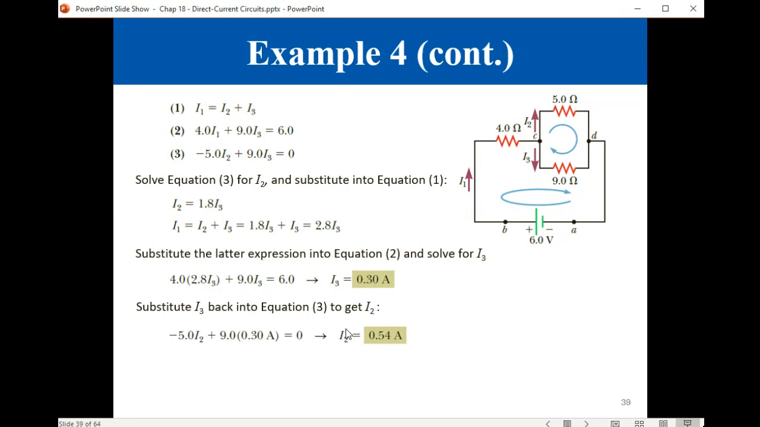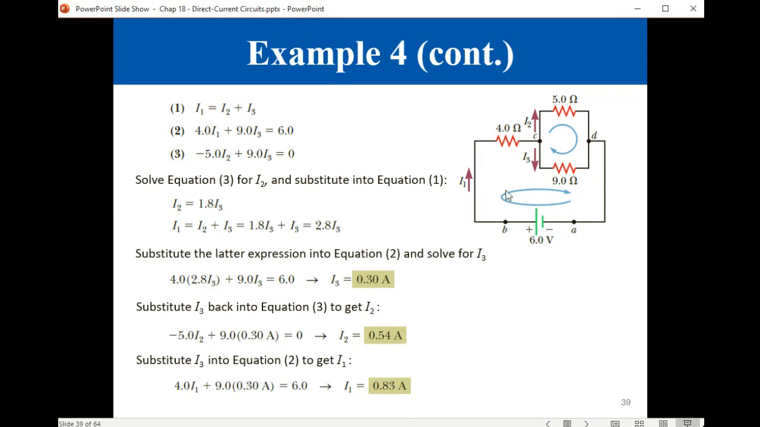We go back now and solve for I2. I2 is 1.8 I3, so multiply 1.8 by 0.3, and it's 0.54 ampere. And we substitute in equation 2 to get I1. So I1 is 0.83 amperes. Okay, this is how we solve problems using Kirchhoff's rules.